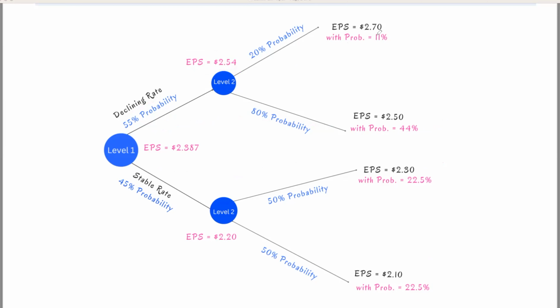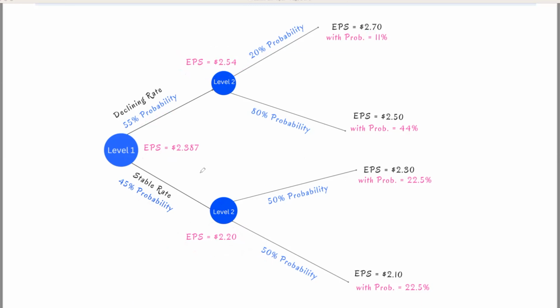This value is calculated by multiplying the probability of each possible EPS outcome within the scenario by its corresponding value and then summing those products. We can perform the same calculation for the stable interest rate environment, resulting in an expected EPS of $2.20. These conditional expectations essentially provide us with the average EPS we can anticipate under each specific set of circumstances. Finally, we combine these conditional expectations with the probabilities of each scenario to get the overall expected EPS.